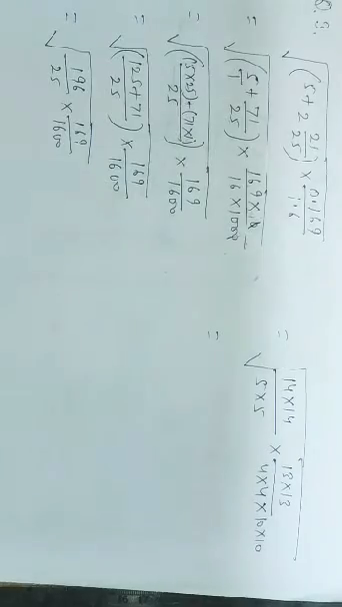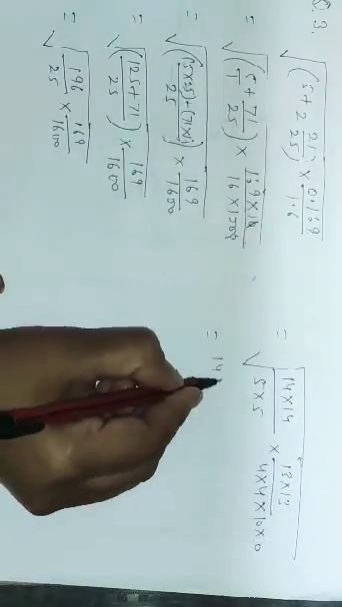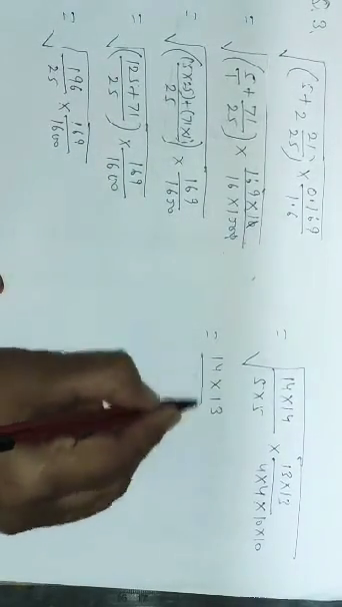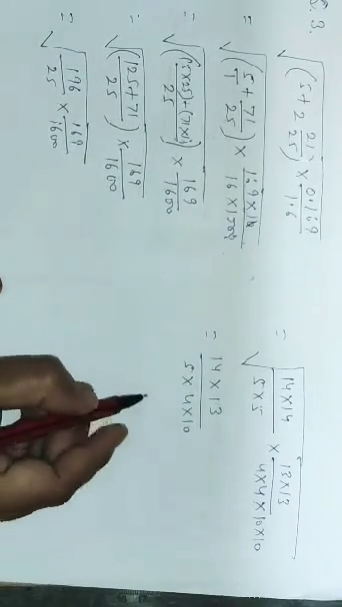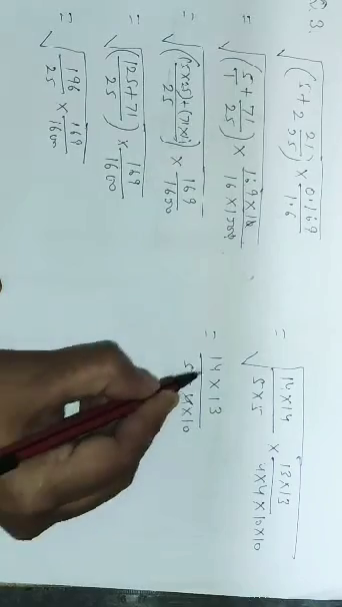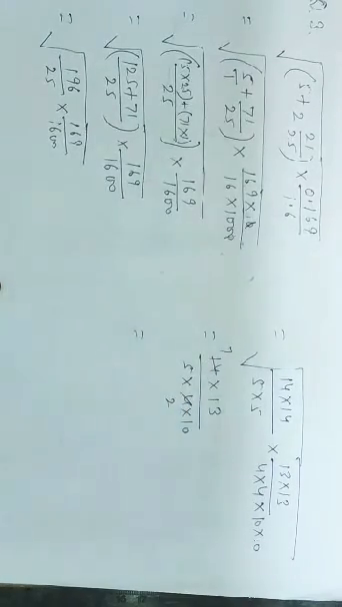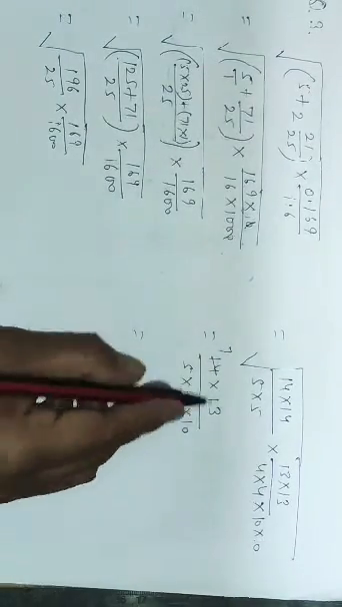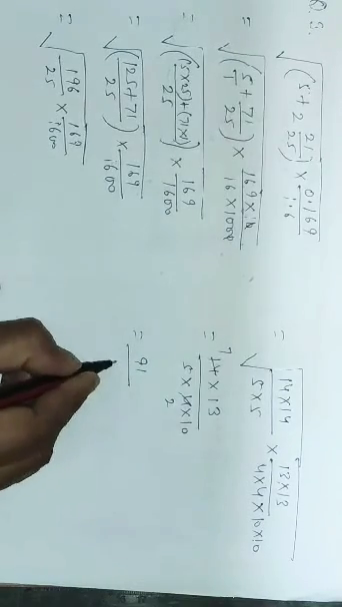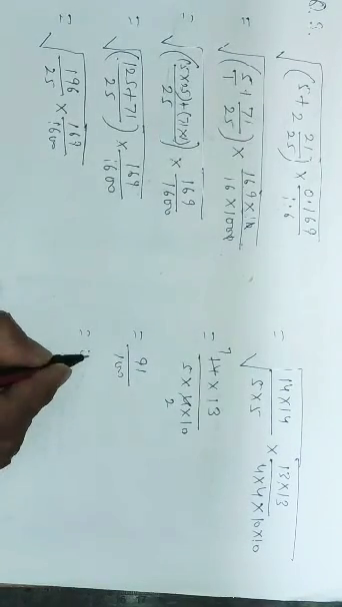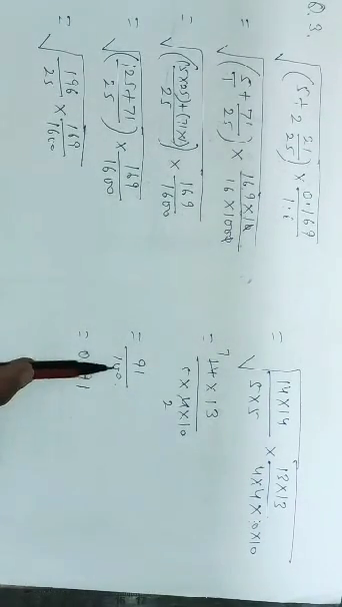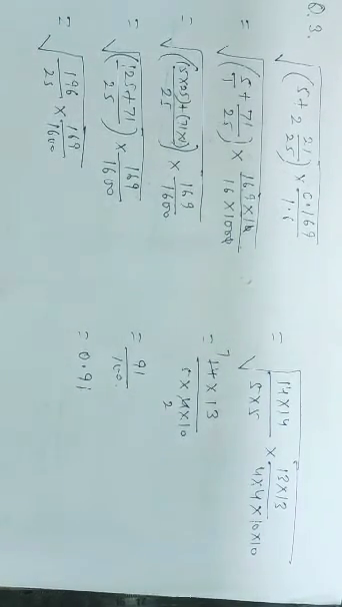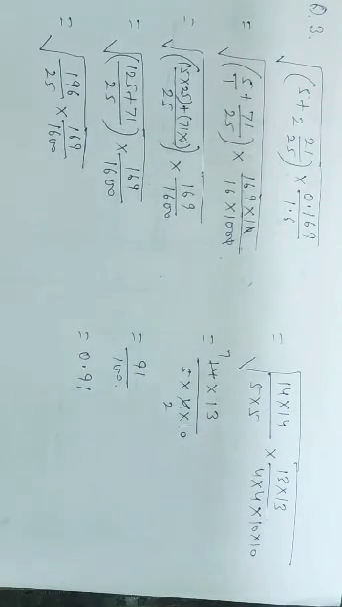So take out one number from each pair. 14 into 13 by 5 into 4 into 10. We can cancel these two. Okay. So 13 7s are 91 by 100. So my answer will be 0.91. So 2 zeros are here. So leave 2 digits from the right hand side and place the decimal. So the result is 0.91.